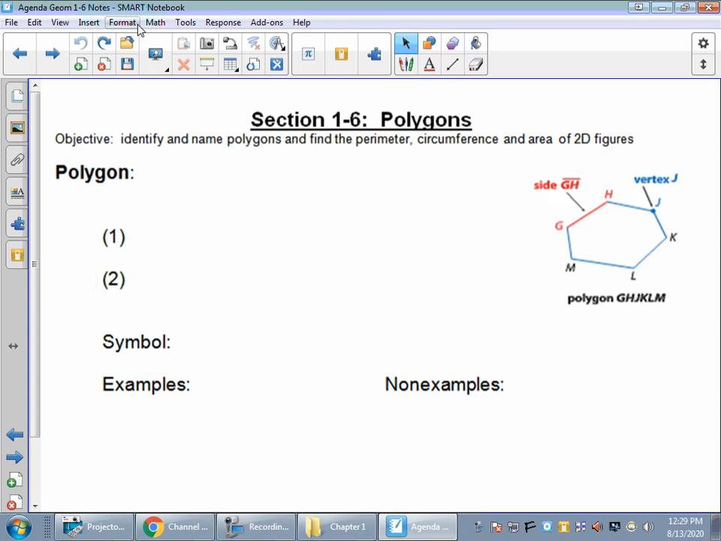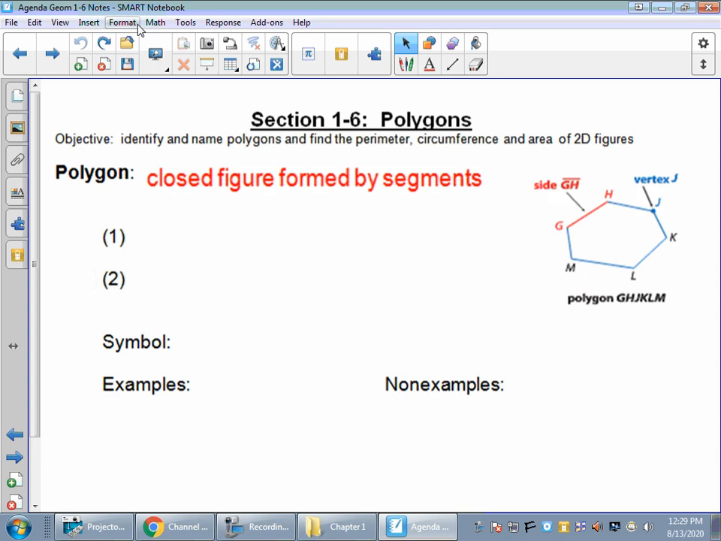So our objective today is going to be to identify and name polygons, different types of polygons, and then find the perimeter, circumference, and area of two-dimensional figures. So let's start with what a polygon is. It's a closed figure formed by segments.